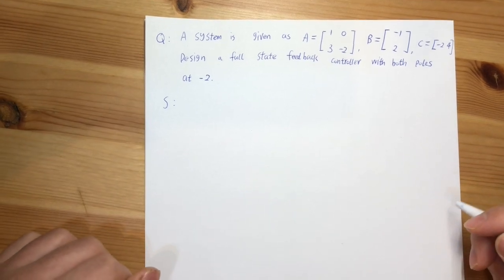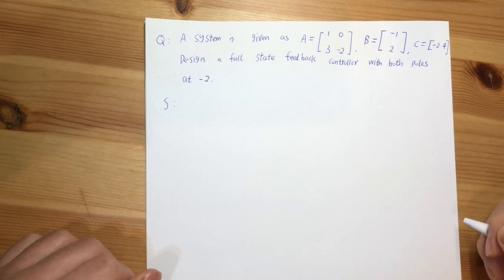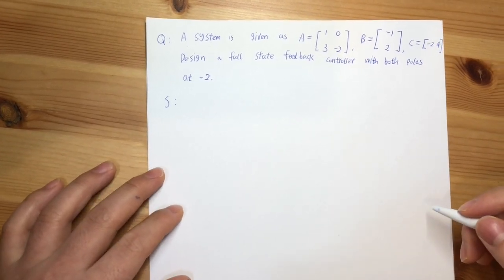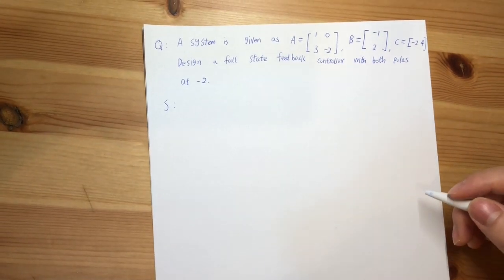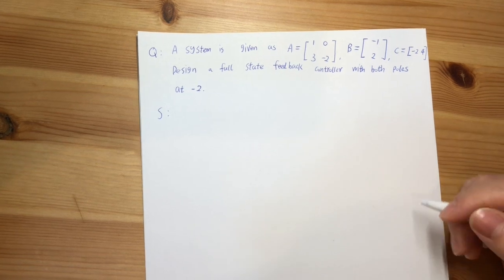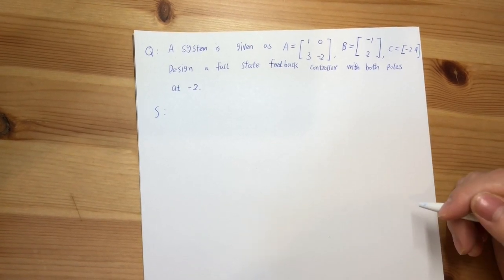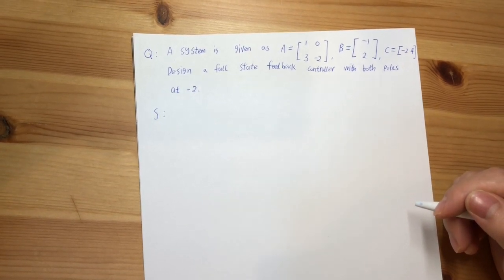Hello everyone. Today we practice the state space design based on the pole placement method. We consider a second order system shown here. The goal is to design a full state feedback controller with both poles at -2.